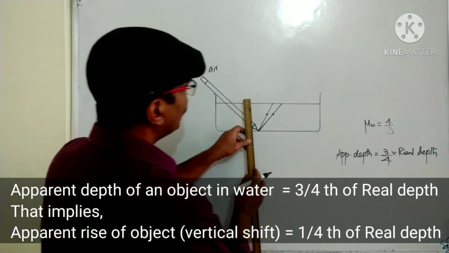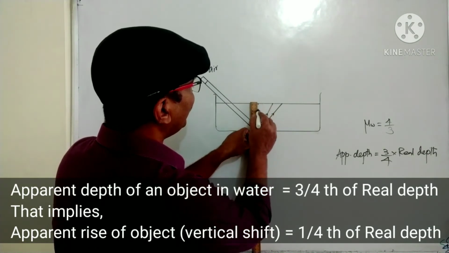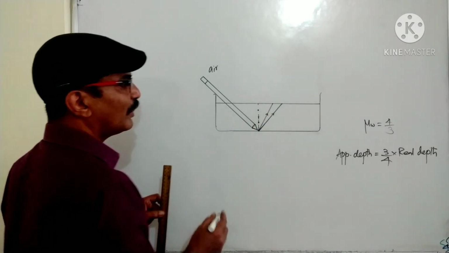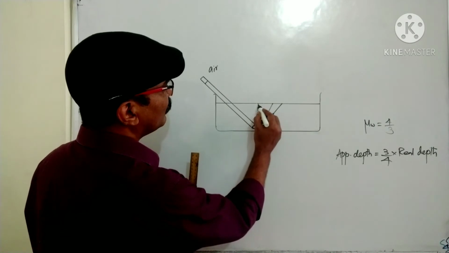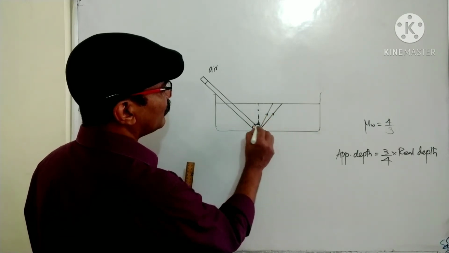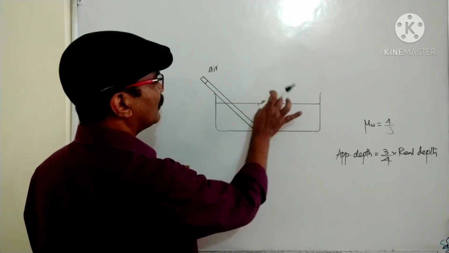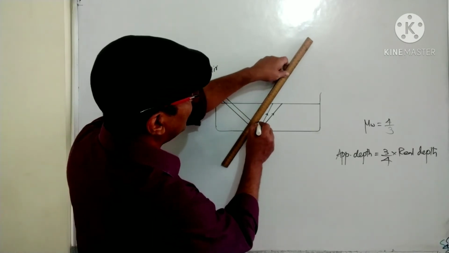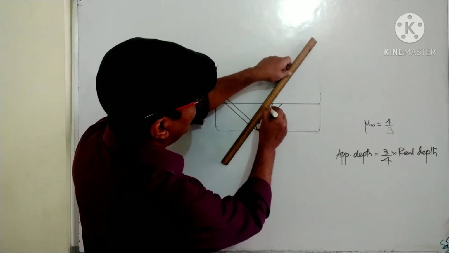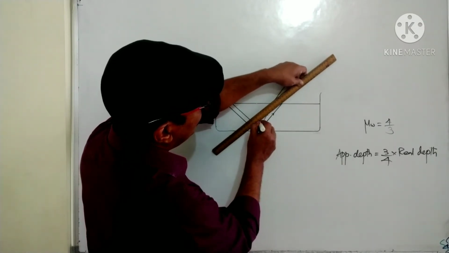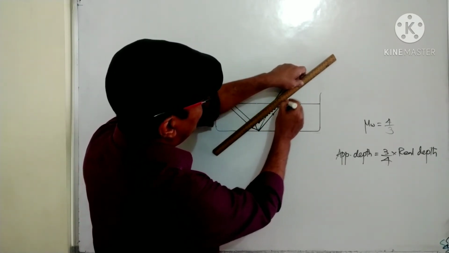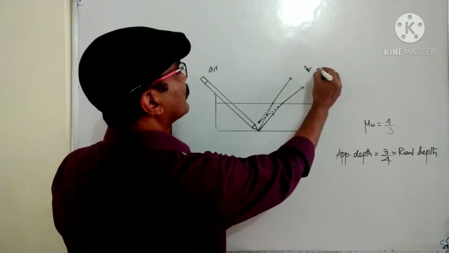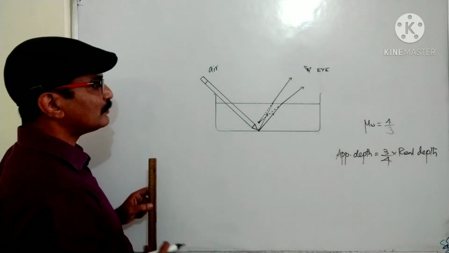So I will take this distance for my eye estimation only. Here I will divide it into 4 equal parts. 1, 2, 3, 4. And 3/4 will be the apparent depth. So this is 1/4, this is 2/4, 3/4. This will be here. So from here, I will show the bending like this. See, this is the eye of the observer.